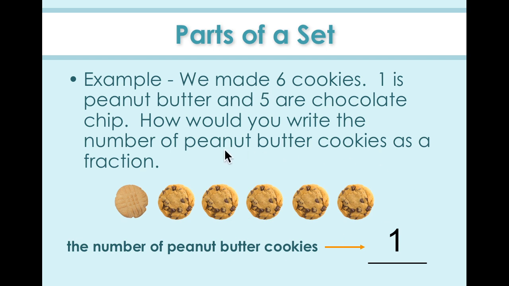And how many cookies do we have in all? 1, 2, 3, 4, 5, 6. That is a total number of cookies, 6. We have a fraction for this group of objects where one of them is different. 1 peanut butter cookie out of 6 cookies. 1 peanut butter cookie out of all. That will be 1 out of 6.